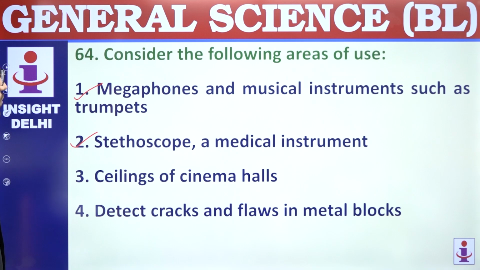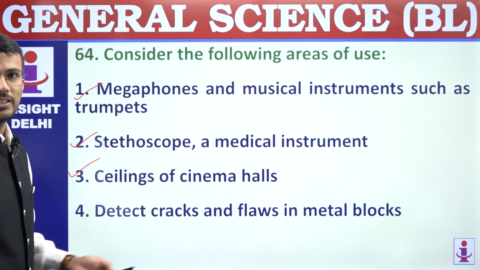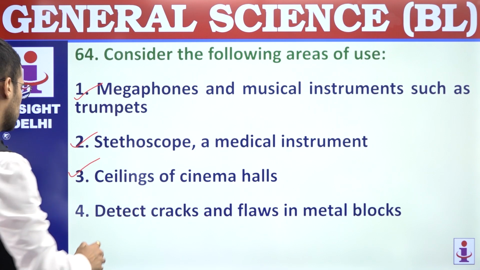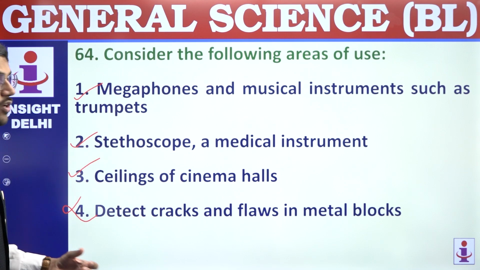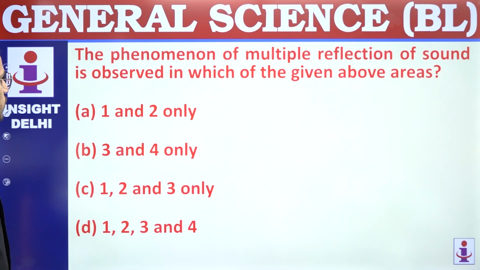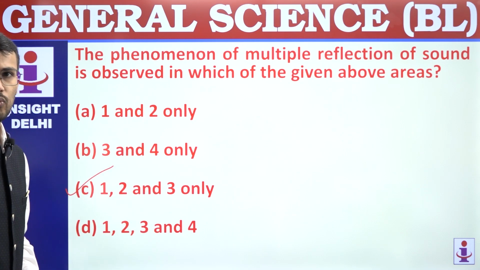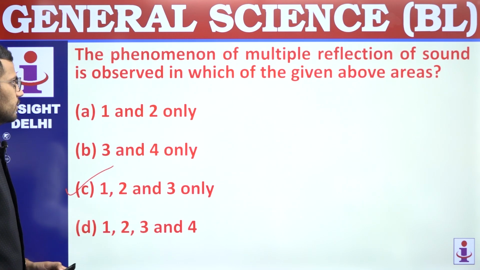Third, ceilings of cinema halls. Yes, they also use multiple reflection of sound. Fourth, detect cracks and flaws in metal blocks. So for the detection of cracks and flaws in metal blocks, we use ultrasound, not the multiple reflection of sound. And that's why first, second and third are the applications of multiple reflection of sound, and hence answer is C, 1, 2 and 3 only. Question number 64, answer is C.